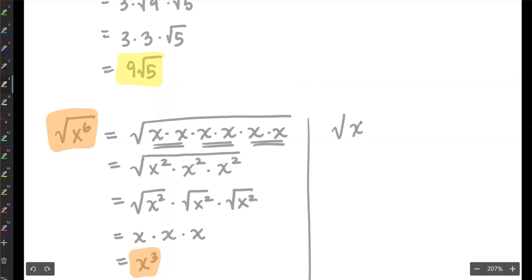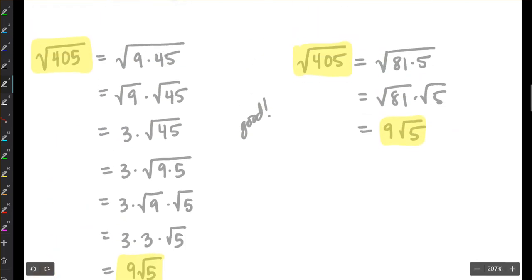if you noticed that x to the 6th is x cubed all squared. And so now I'm square rooting a perfect square. My answer is just sitting right there. Right? So similarly up here, this was a little bit faster, but this is perfectly good.